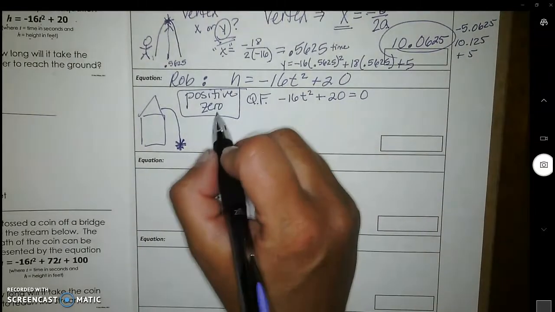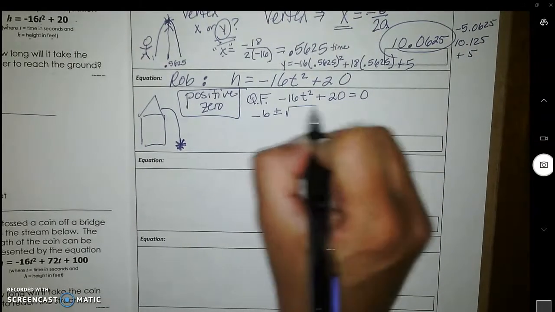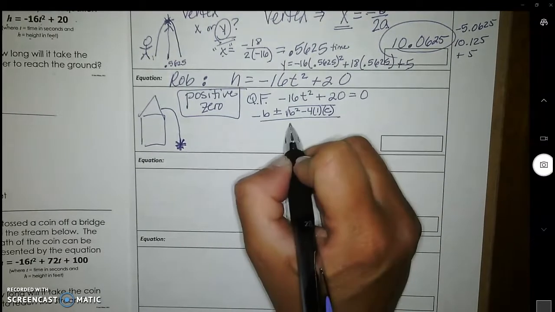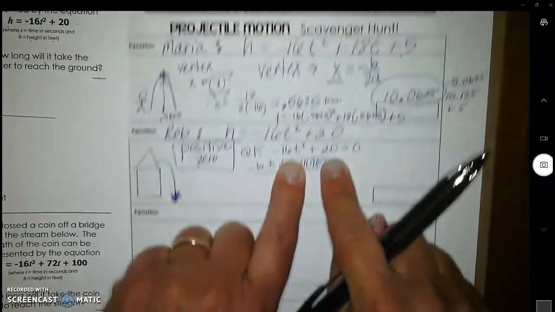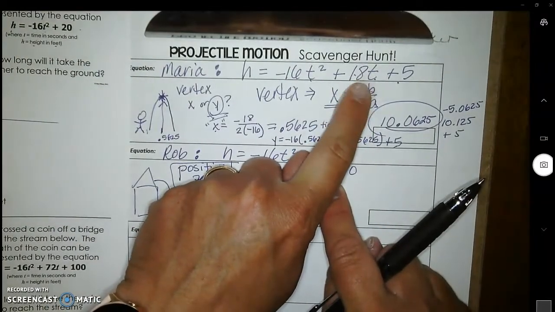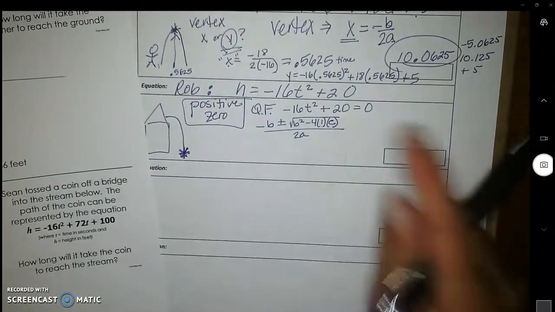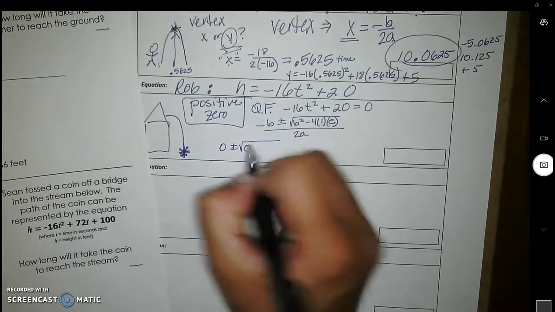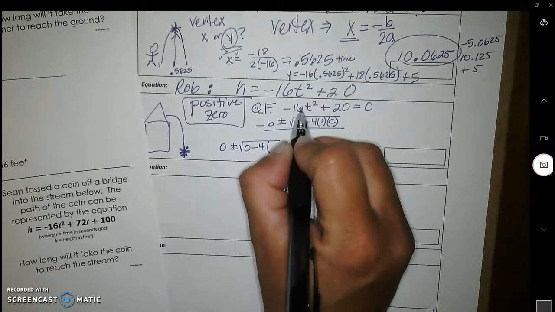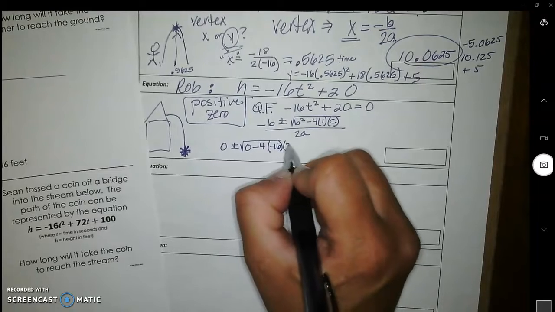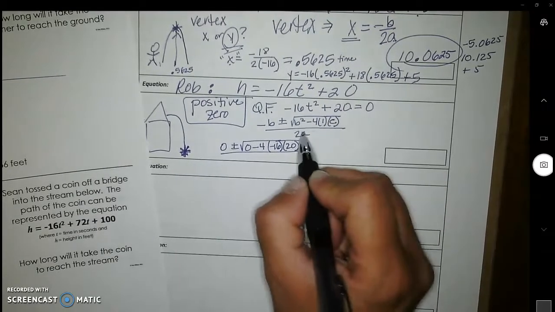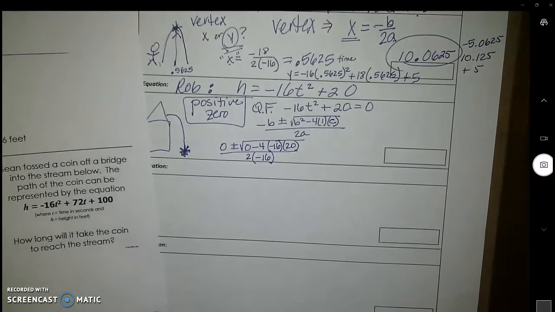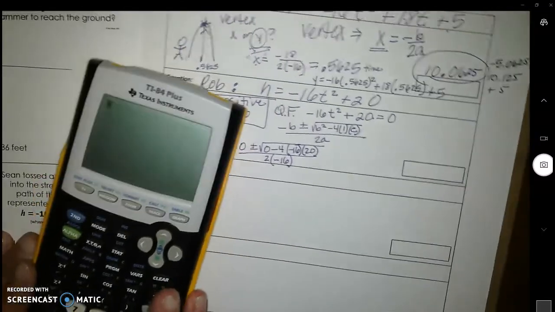All right, well, let's see. Quadratic formula, negative b. What's b? How do I find b? Right, what's the b number? Do you know what the b number is in here? Remember, the b number should be the number with just the variable, and it looks like this one doesn't have one. Okay, so I'm going to do 0, because that's what b is, plus or minus the square root of 0 minus 4 times a, which is negative 16, and c is 20. And I'm going to divide by 2 times a, which is negative 16. Okay, let's get the calculator and get to work.